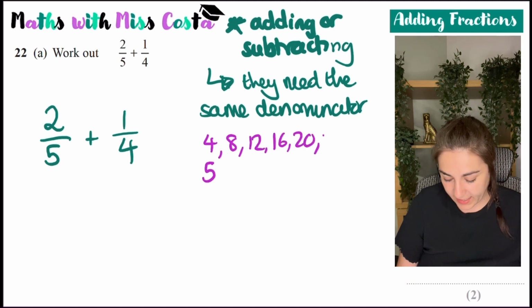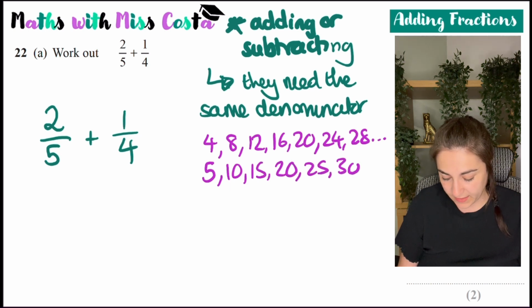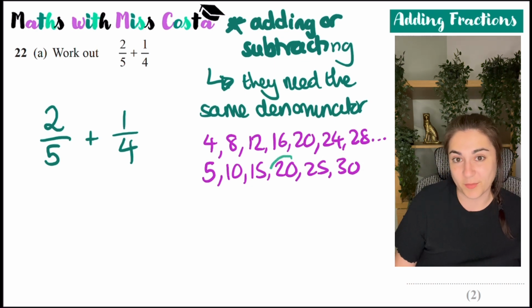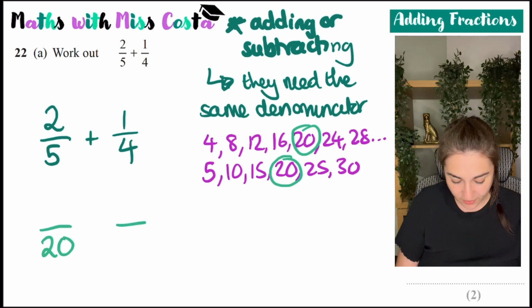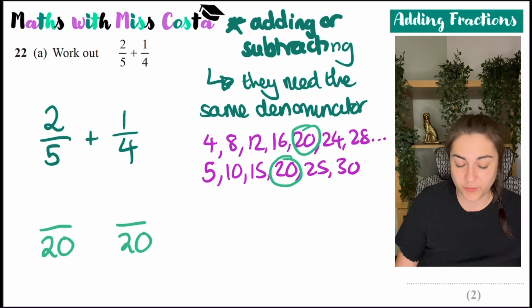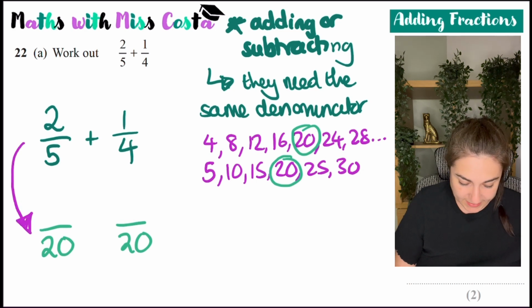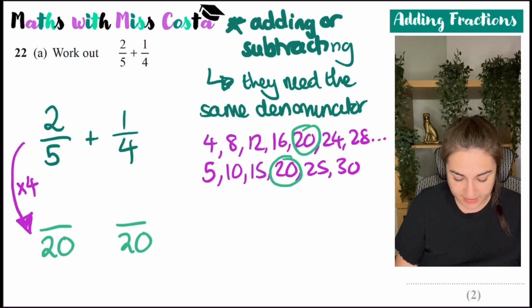So 4, 8, 12, 16, 20, 24, 28, and 5, 10, 15, 20, 25, 30. And you should see a number come up that appears in both. In this case, it is 20. So I want both of my fractions to have a denominator of 20. So I need to think to myself, what have I multiplied 5 by to get to 20? I multiplied it by 4.